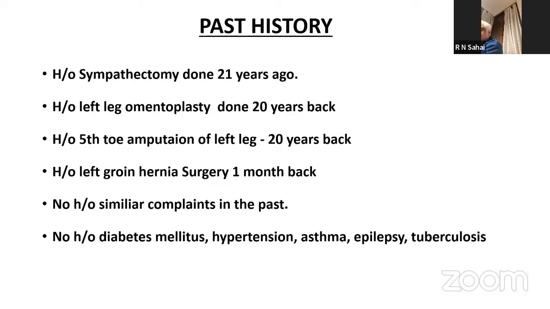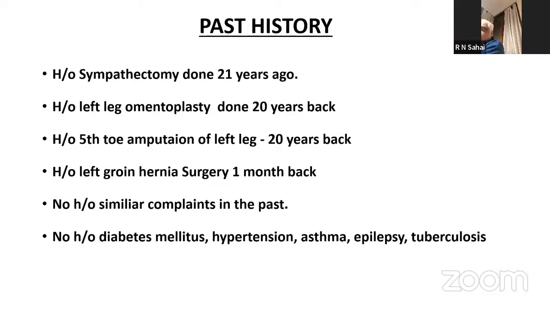Why do you think all this was done? Because he had a PVD of the left leg, sir. Now the presentation is of the right leg, sir. Varicose veins is in the right leg. So you think peripheral vascular disease is an isolated disease? If it has happened in the left leg, it will not happen in the right leg? But he did not have any symptoms back then in the right leg, sir.